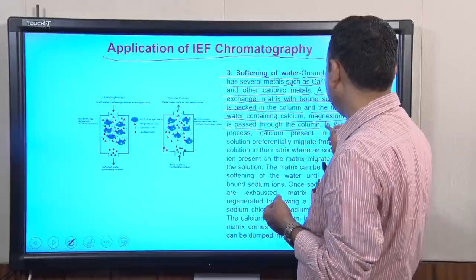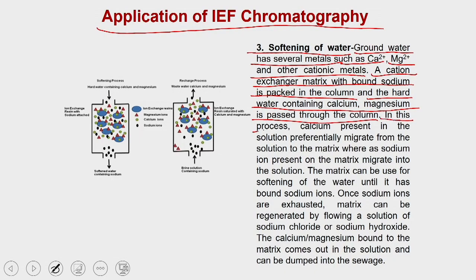So in this process, the calcium or magnesium or other heavy metals present in the solution preferentially migrate from the solution to the matrix, whereas the sodium ion present on the matrix migrates to the solution. So there will be an ionic exchange in which the sodium from the beads moves towards the solution, and the magnesium, calcium or other heavy metals move towards the beads. The matrix can be used for softening of the water until it has bound sodium ions.